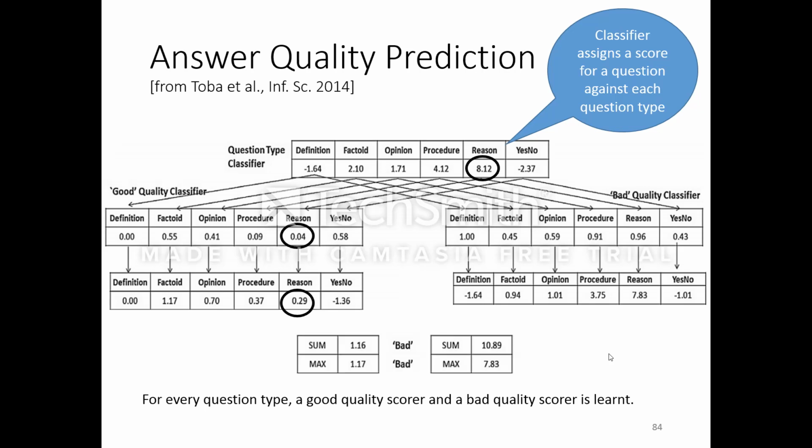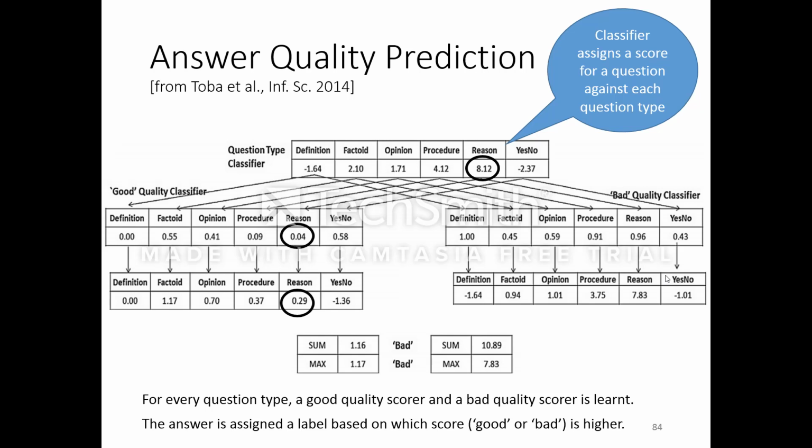And now you have a set of good quality scores and a set of bad quality scores. You can take the sum of those things. So here, if you take the sum, you get 1.16. If you take the max, you get 1.17. And you look at the bad quality scorers, if you take the sum, you get 10.89. And if you look at the max, you get 7.83. So in this case, the bad quality scores are seen to dominate and are much higher than the good quality scores. Okay, so this answer is assigned a label based on which score, good or bad, is higher, right?